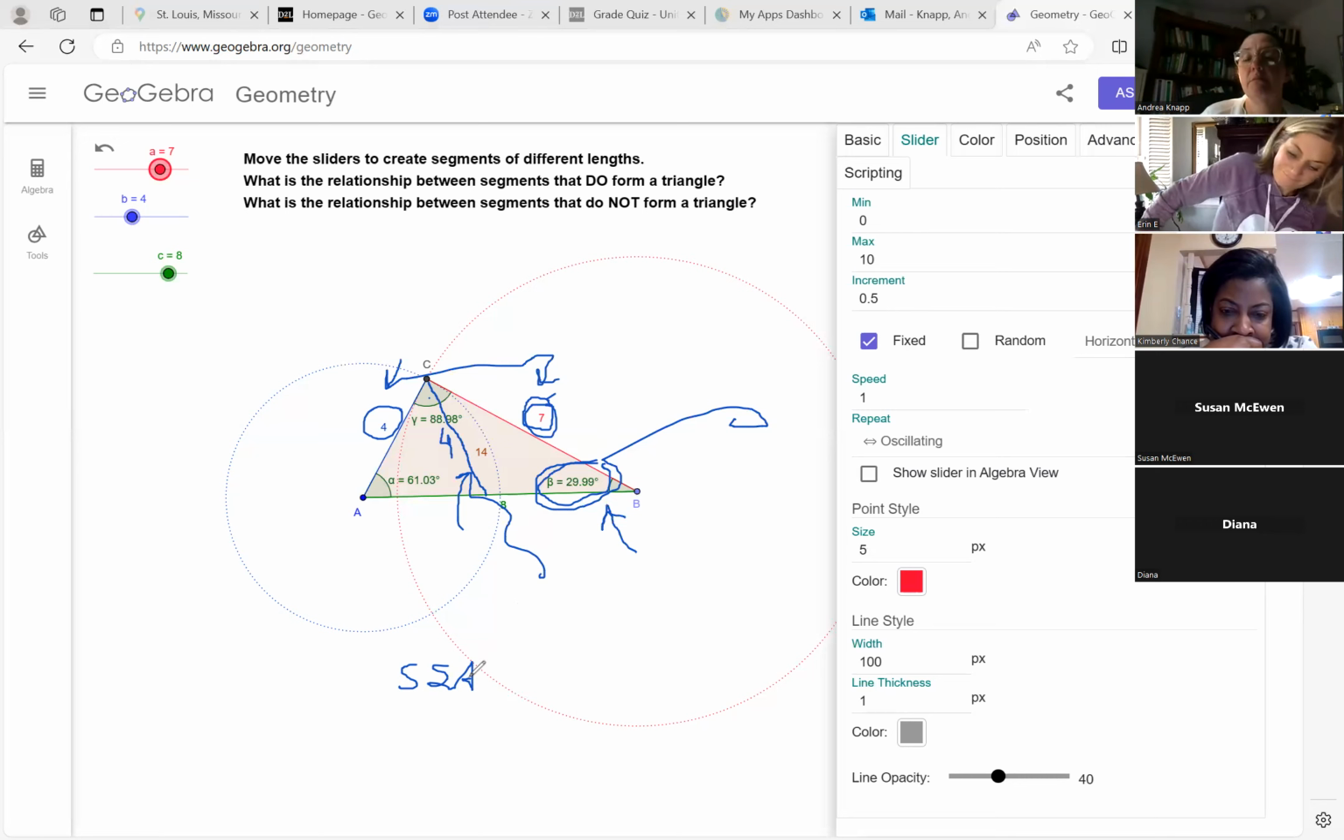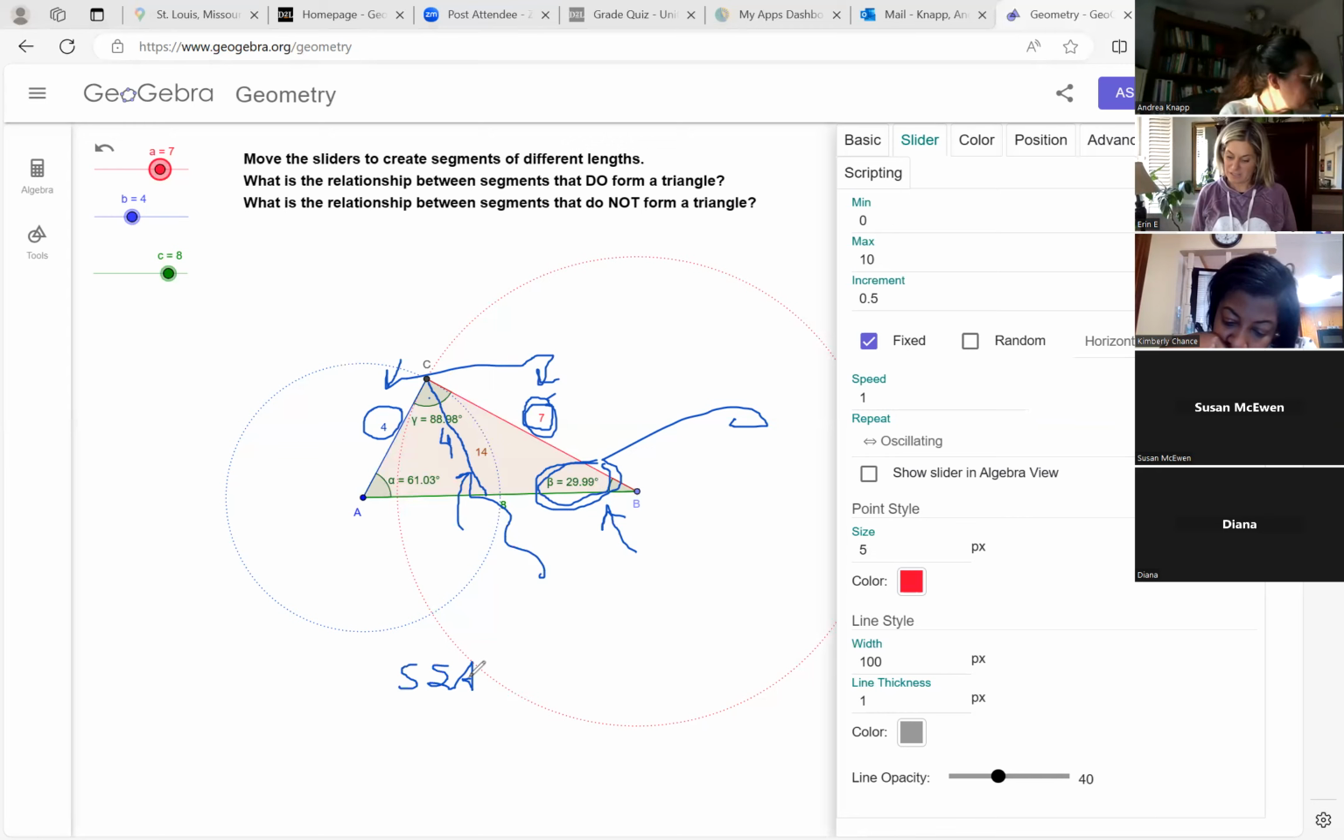So is that always the case, that if you have a non-included angle it's going to be not unique? Correct. Right. Or if you have the ugly word, it's not unique. Not unique. Okay. And we can't prove things not triangles.